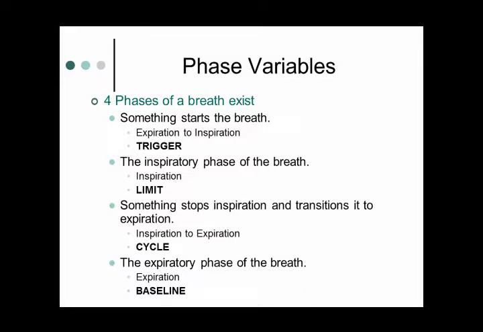There are 4 phases for each breath. So I can say I have a pressure control breath that has something which starts the breath. We're going to call that a trigger. Something which goes on during the delivery of the breath, I'm going to call that a limit. That's probably the hardest of the 4 to figure out. Something that's going to stop the breath is called a cycle. And something that occurs between breaths is called the baseline.